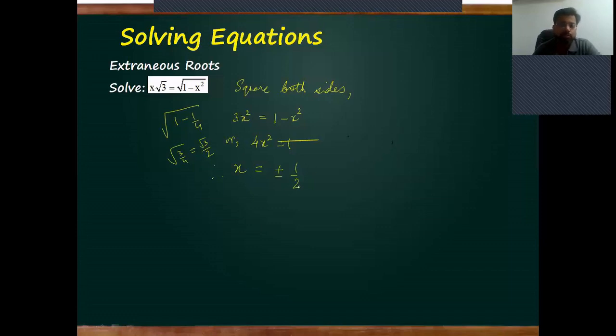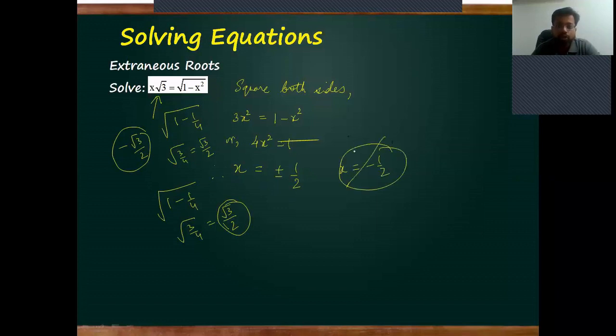But let's see what happens when we take x is equal to minus half. When we take x is equal to minus half, the left hand side becomes minus root 3 by 2. However, on the right hand side, you have root over 1 minus half square, which is again 1 by 4. So you get 3 by 4 under root, and the value would be root 3 by 2. So the left hand side is a negative number, whereas the right hand side is a positive number. In that case, x is equal to minus half is not a solution of this particular equation.